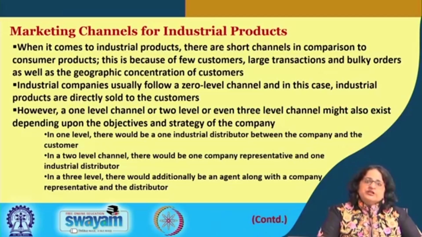So industrial companies usually follow a 0 level channel, and in this case industrial products are directly sold to the clients or to the customers. A 1 or 2 or 3 level channel may exist depending upon the objectives of the company or the distribution strategy of the company. In 1 level there would be an industrial distributor between the company and the customer. In a 2 level there would be 1 company representative and 1 industrial distributor, and in the case of 3 level there would be another person as an agent along with the company representative and the distributor.